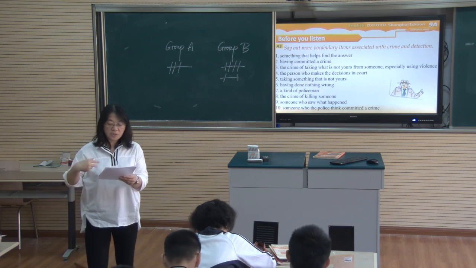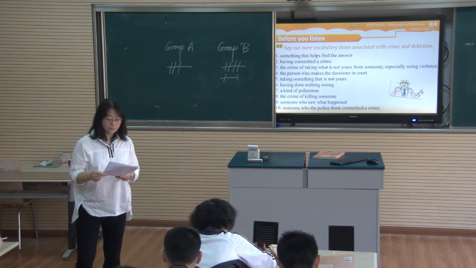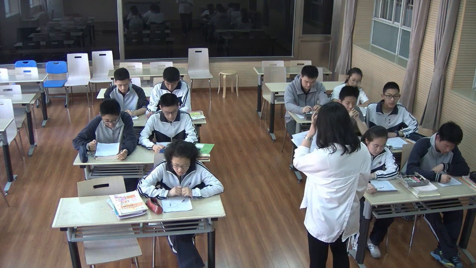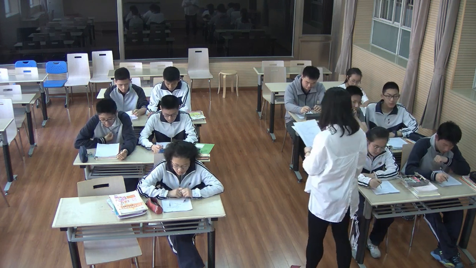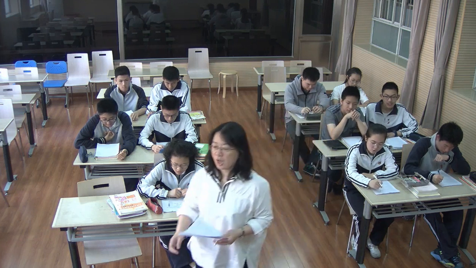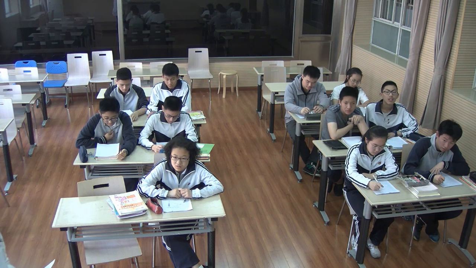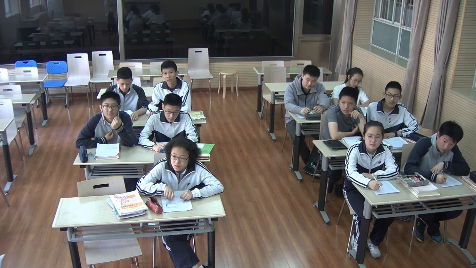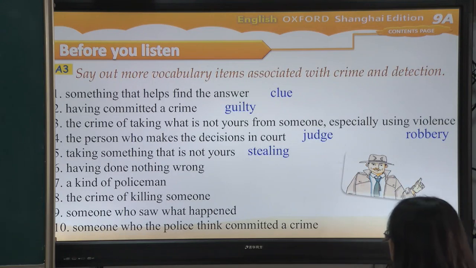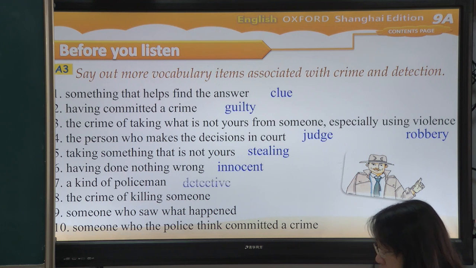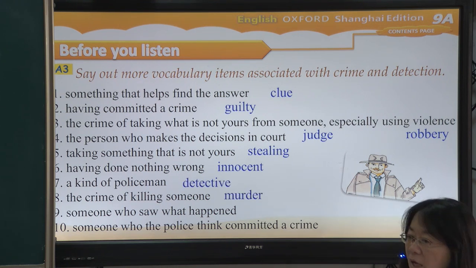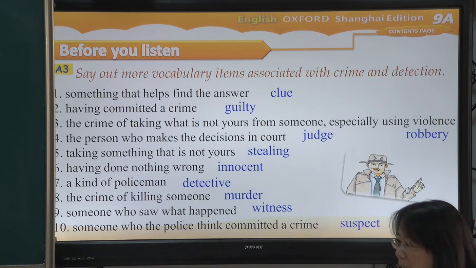Okay, now please read after me. Clue. Guilty. Robbery. Judge. Steal. Or stealing. Stealing, that's 它一种非谓语形式 is right. Now go on. Innocent. Detective. Murder. Witness. Eyewitness. Suspect. Very good.